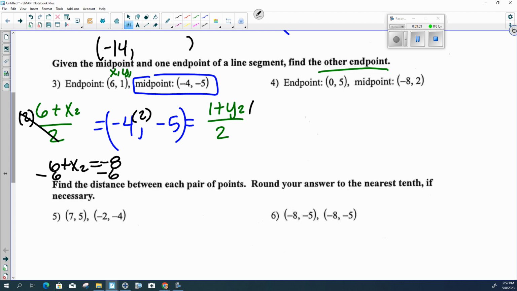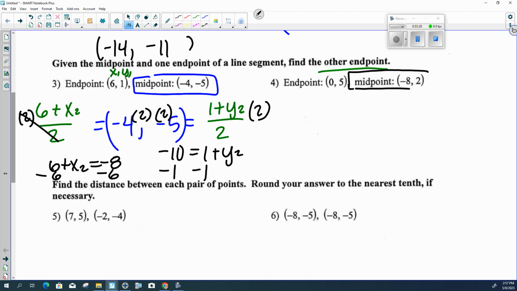Okay, same idea over here. Let's multiply both sides by 2. Let's get rid of that 1. I've run out of room again. So my y2, my other endpoint, is negative 14, negative 11. I really wish I had my answer key sitting in front of me to make sure I'm doing these exactly right, because I'm going kind of fast.